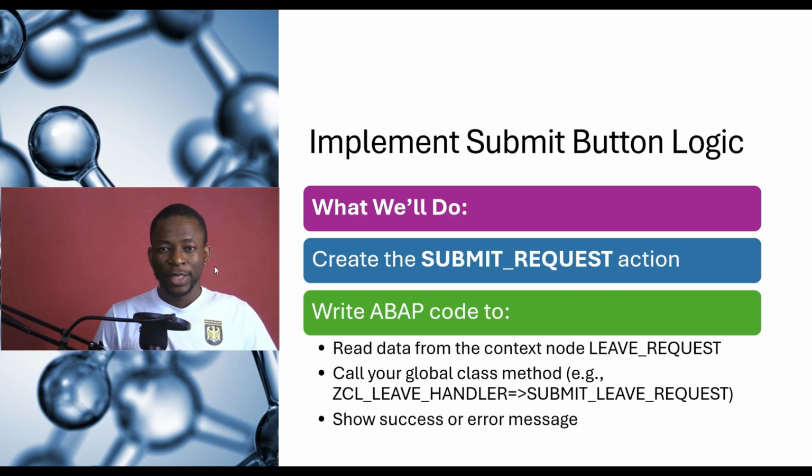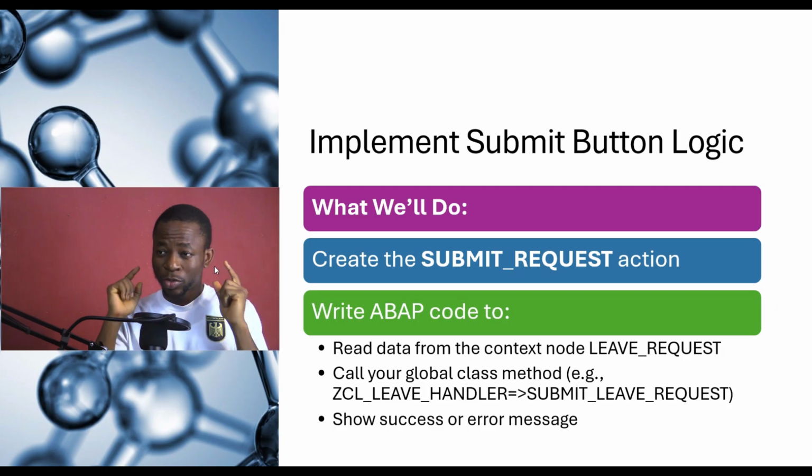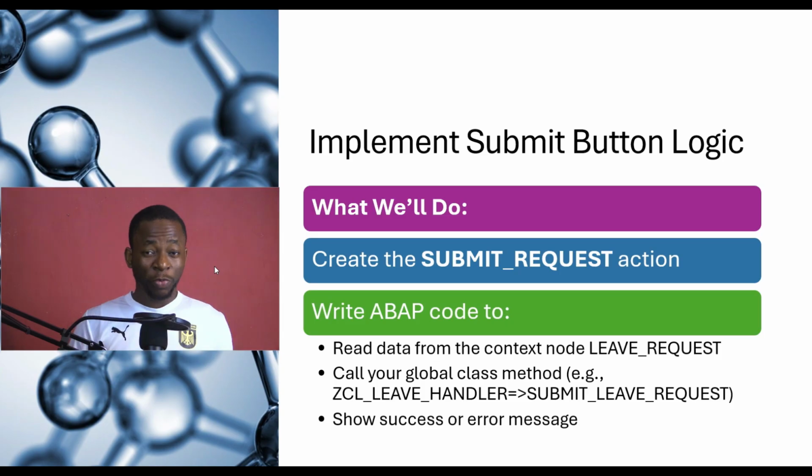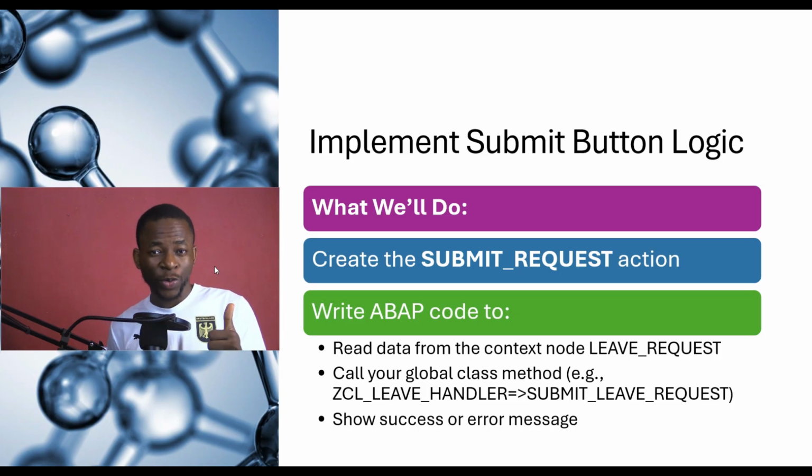So the next thing we need to do is to create the submit button logic. And so we need to create the submit button request action. We need to write the ABAP code to read data from the context node leaf request. Then we call the global class and then submit the request. We're also going to show success or error message. So if you have been following so far, you are doing great. So let's head over and continue.